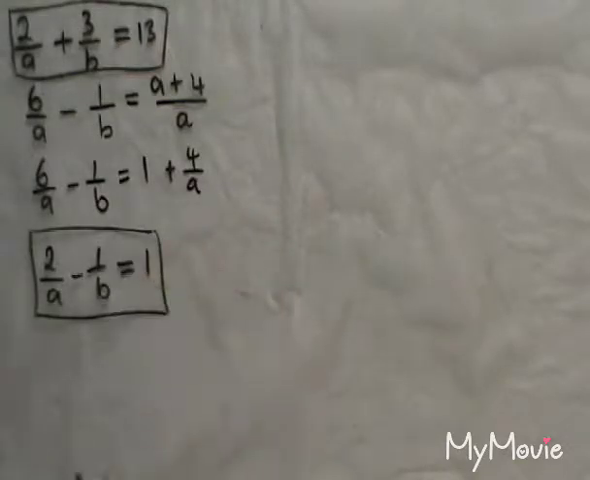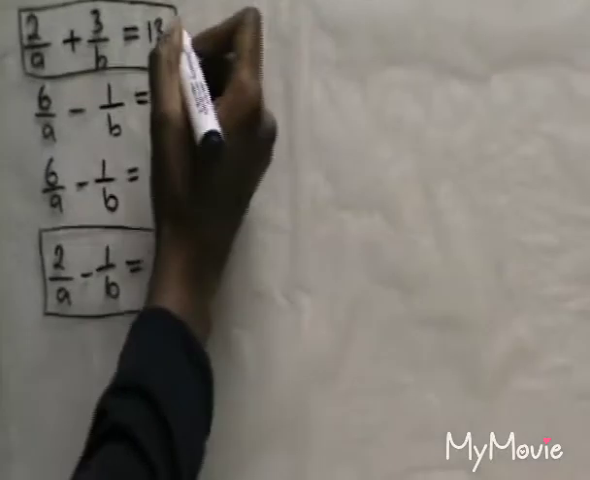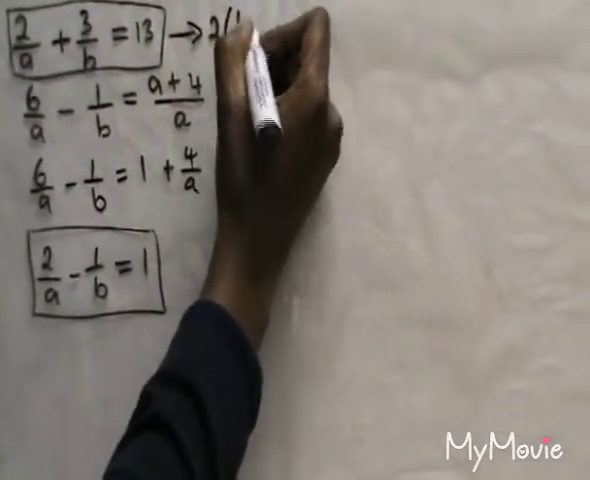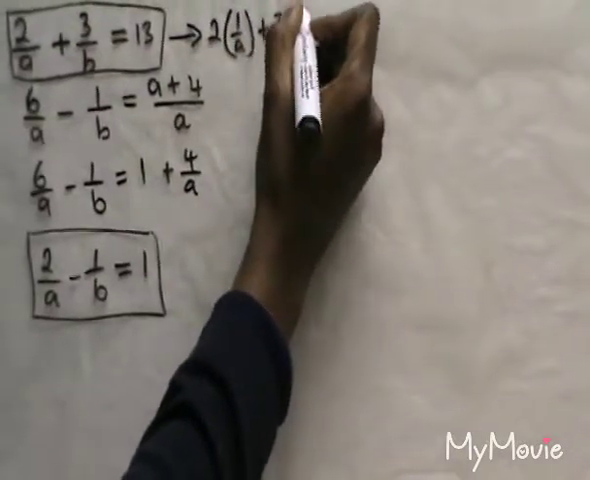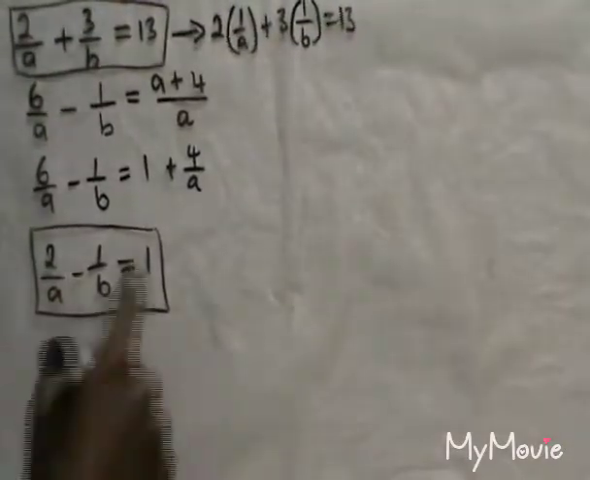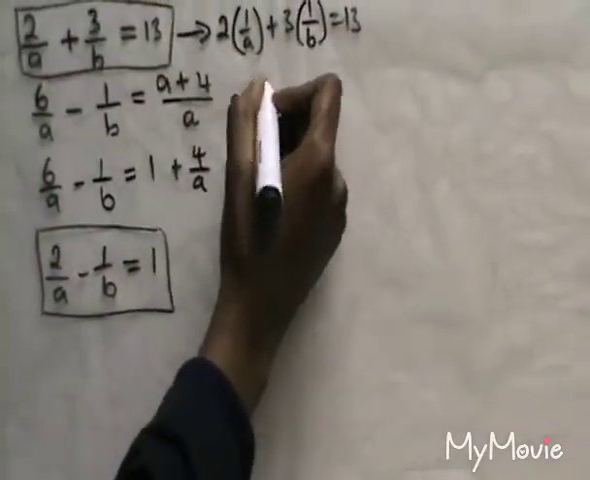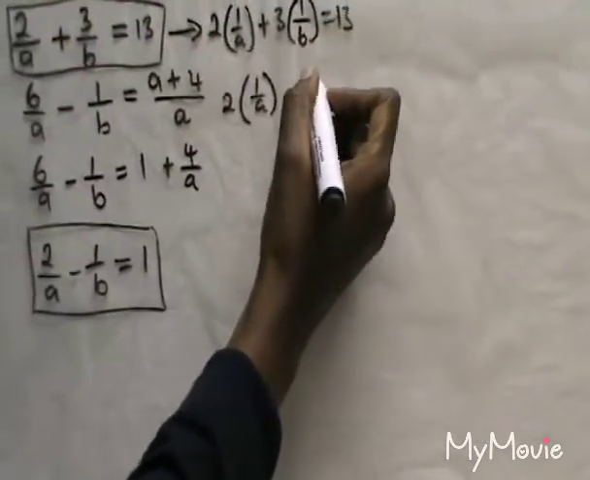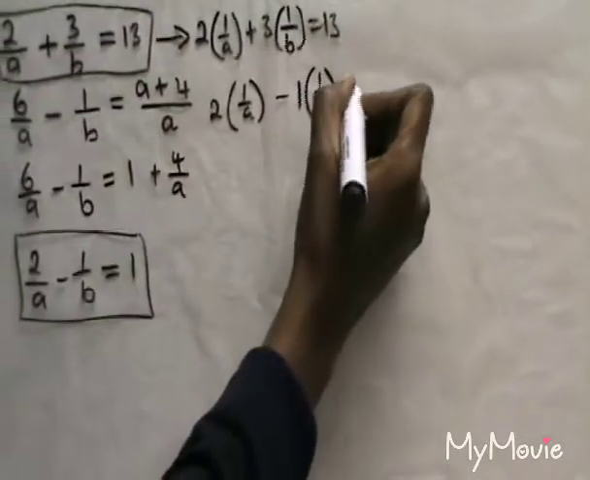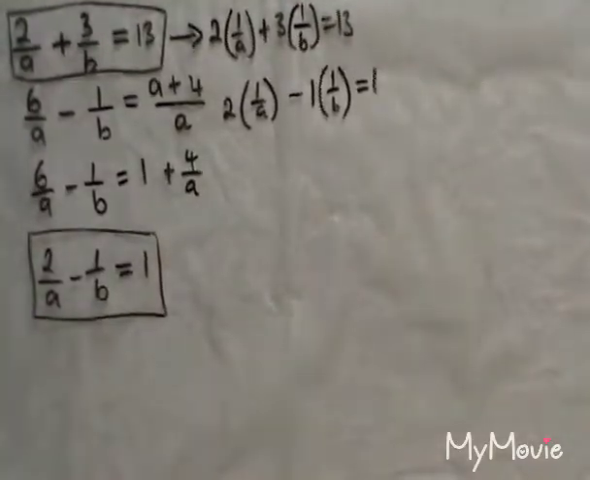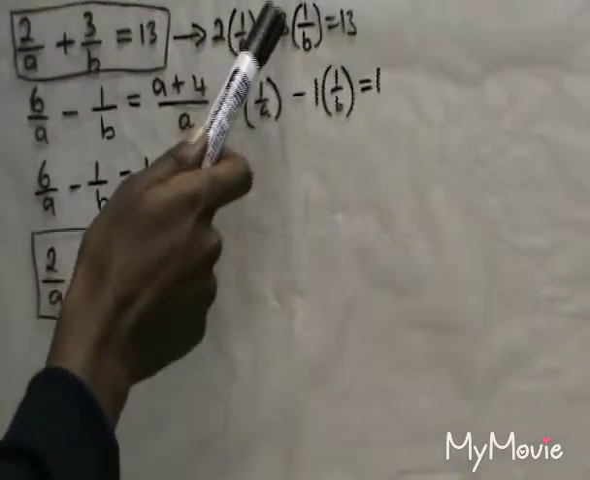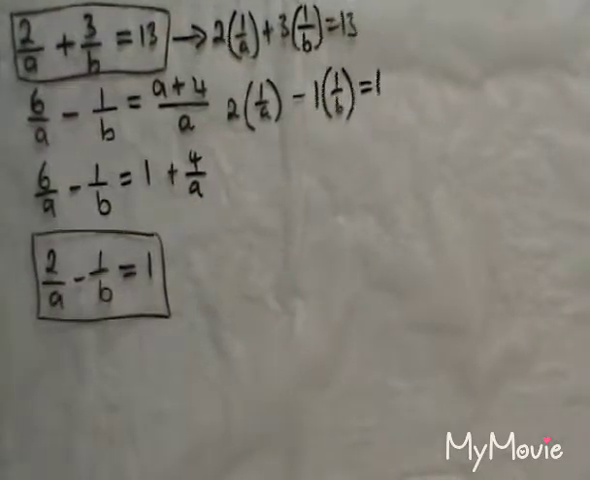So to do that, I will rewrite this one as 2 multiplied by 1 over A plus 3 multiplied by 1 over B, and this is equal to 13. And this one over here, I can rewrite as 2 multiplied by 1 over A minus 1 times 1 over B. The 1 is not really necessary, but there it is. So I can rewrite them like that, and you can see that my variables are 1 over A and 1 over B. Then I write it in matrix form.